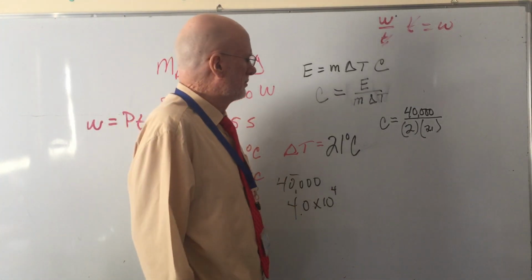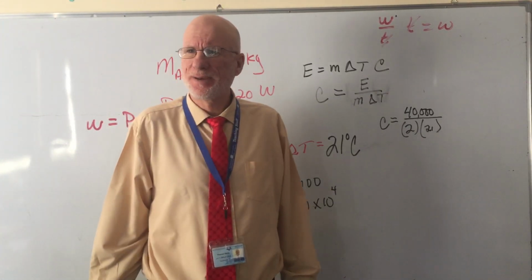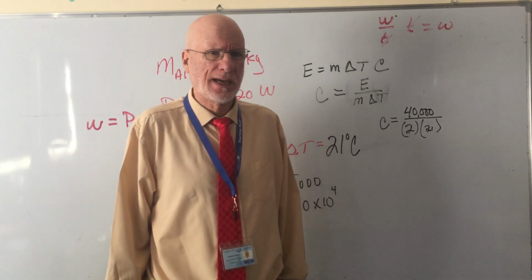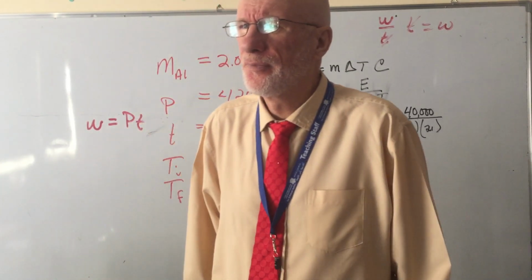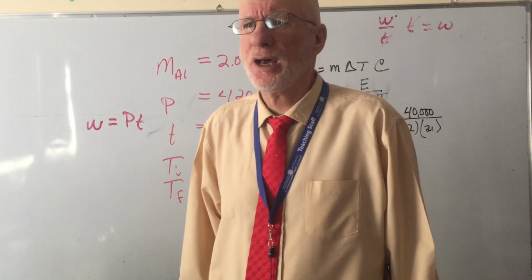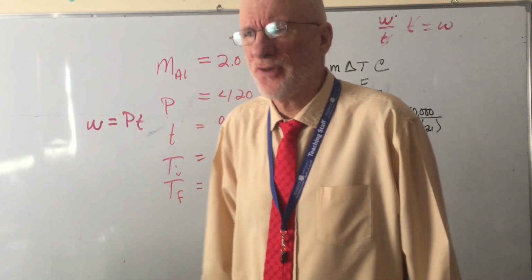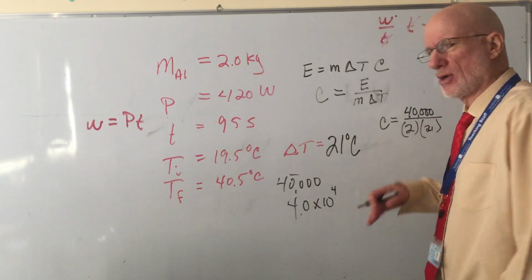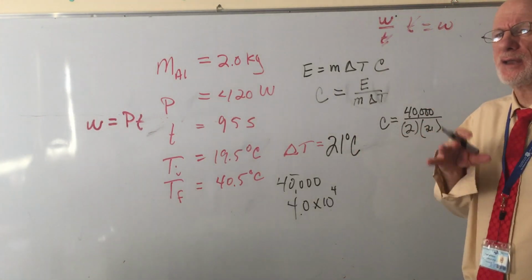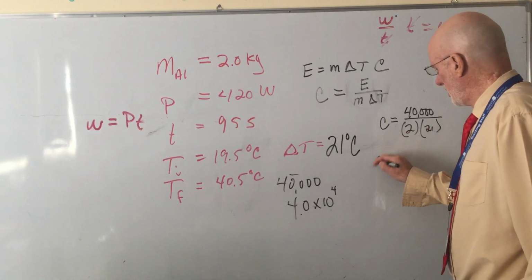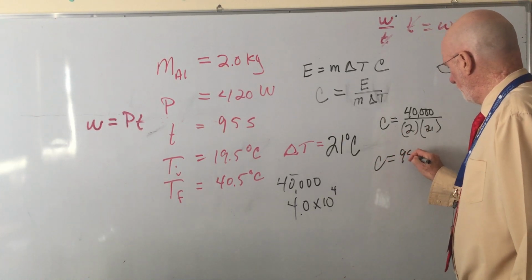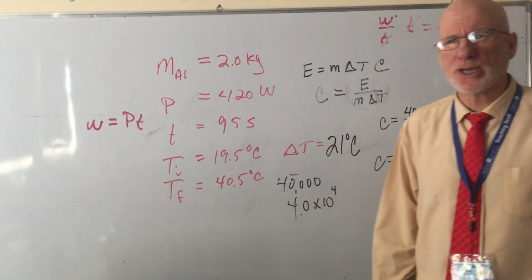What, 900 something? What do you got? 952. Yeah, don't go crazy. 950 is fine. So c equals 950. But what are the unit labels? You have to put those in.